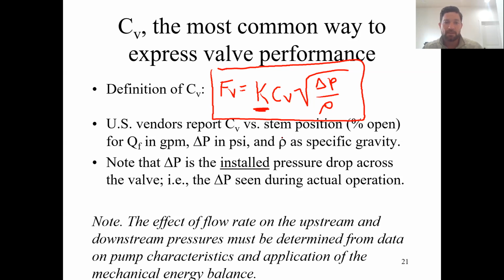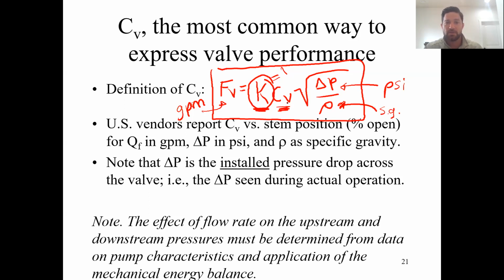For this class, now this is something that's really important. We're going to use FV in gallons per minute, and we're going to use delta P in PSI, and then we're going to use rho as specific gravity. So as long as these units are used, the value of K is equal to 1. Okay, and then we can calculate CV.